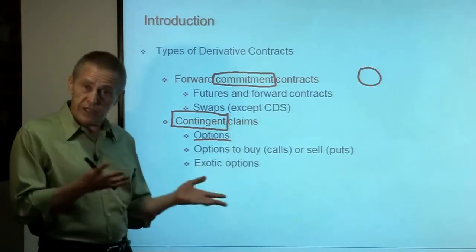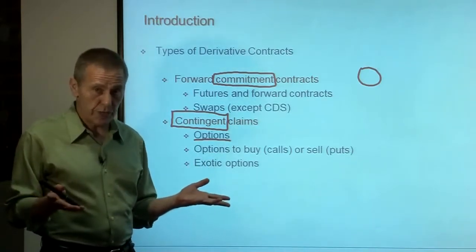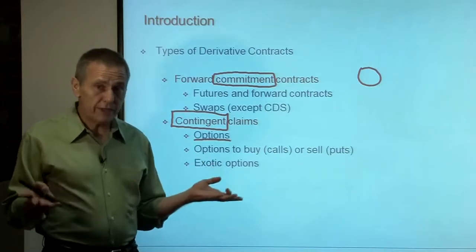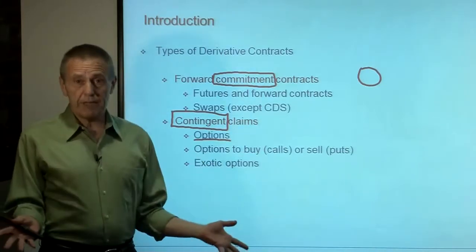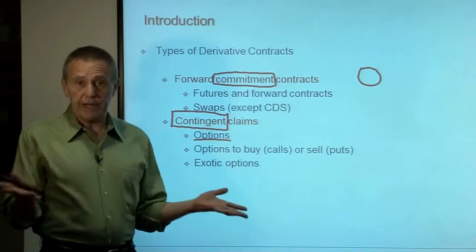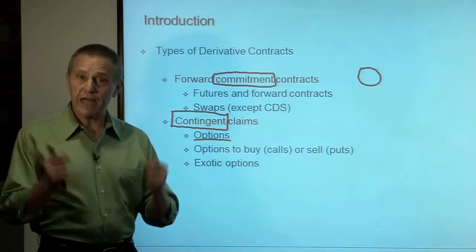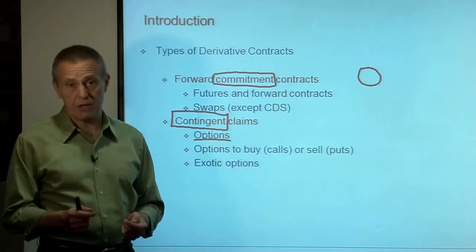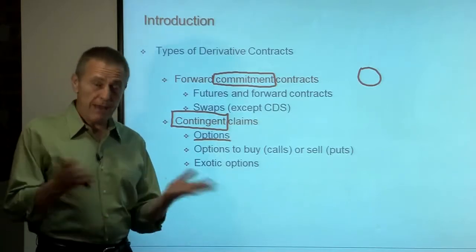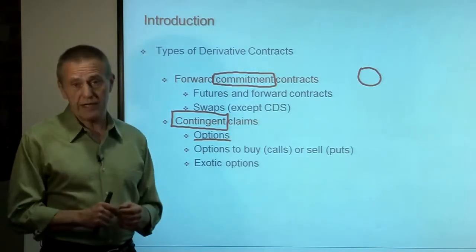But with options, it's an inherently unequal contractual situation. The long acquires the right to do something. The short incurs an obligation to do something. Clearly, that's inherently an unequal contractual situation. Well, of course, that's why the buyer of the option has to pay the seller of the option something, what's called a premium, to compensate the seller for the risk they're taking on.